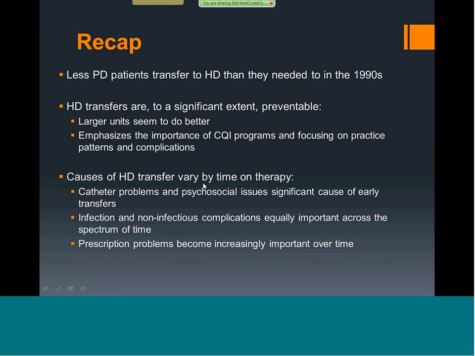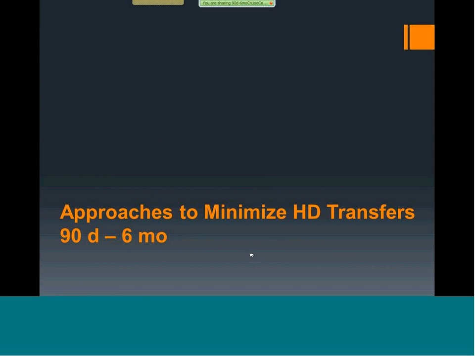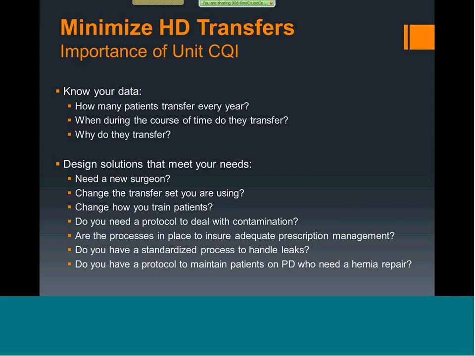Transfer to hemodialysis varies by time on therapy. Catheter problems and psychosocial issues are significant causes of early transfers. Non-infectious complications are equally important across the spectrum of time, and patient problems become important later in the course of therapy. So what would then be the approaches to minimize transfers for the time frame that we are talking about, which is 90 days to 6 months?